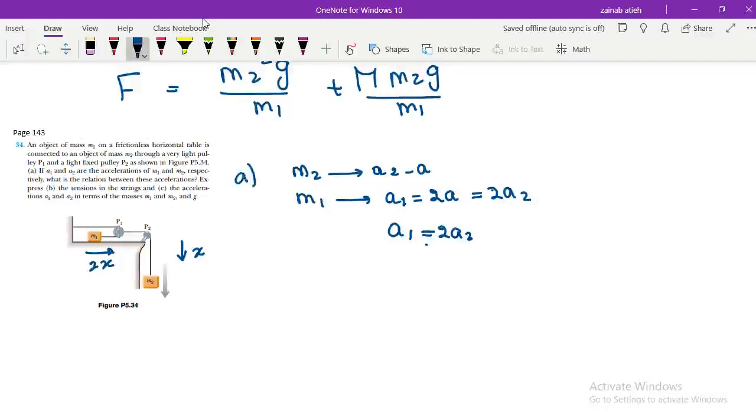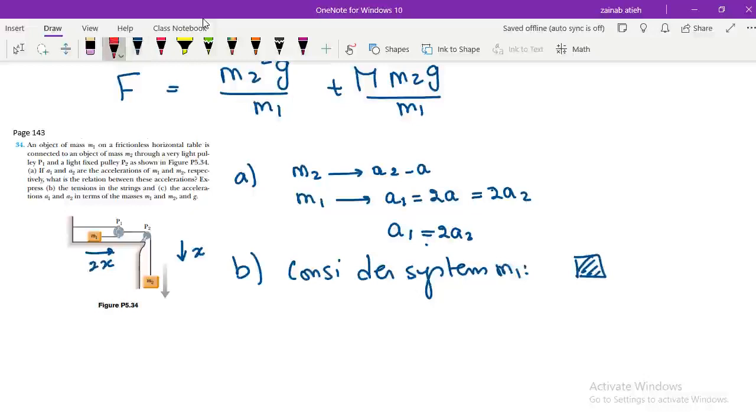Part B says the tensions in the strings, so we have to find the tensions. In order to find the tensions, I'm going to apply Newton's second law for each object alone, and as usual I get rid of tensions, or now I will get rid of accelerations to find the tensions. Then I will substitute for the tensions to find the accelerations for part C. So what I will do, I will start first with object M1. Consider system M1. What are the forces acting on M1?